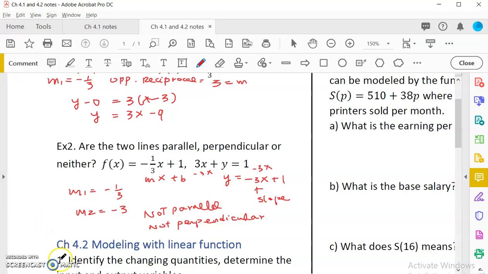So that is all of 4.1. We'll continue with 4.2, application of a linear function.